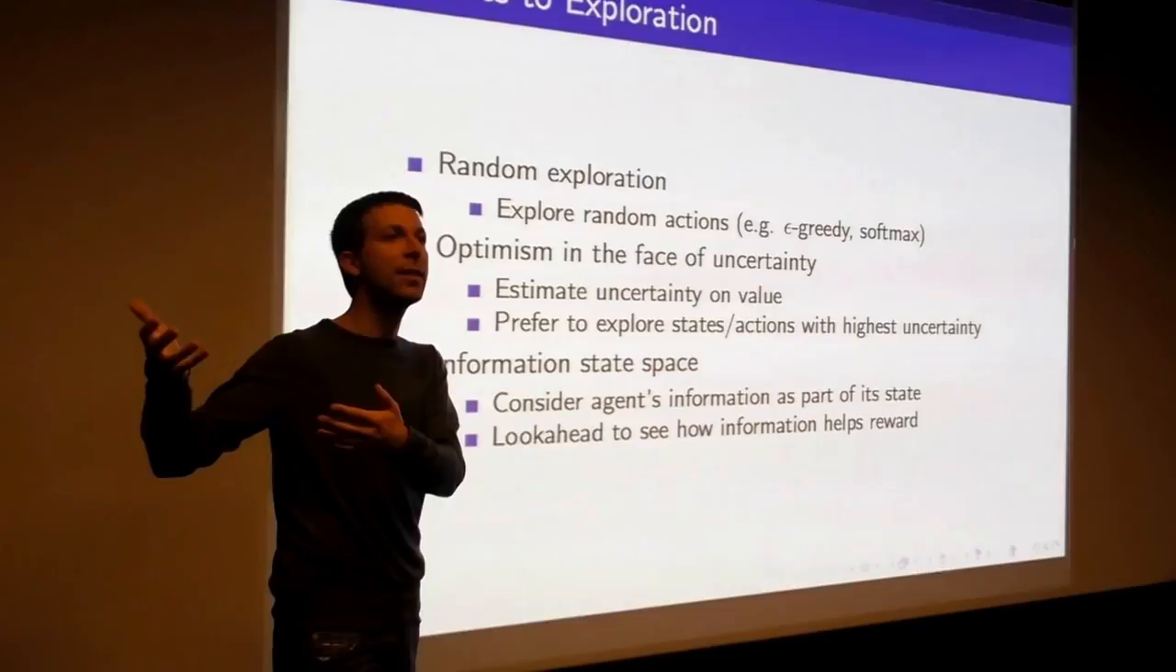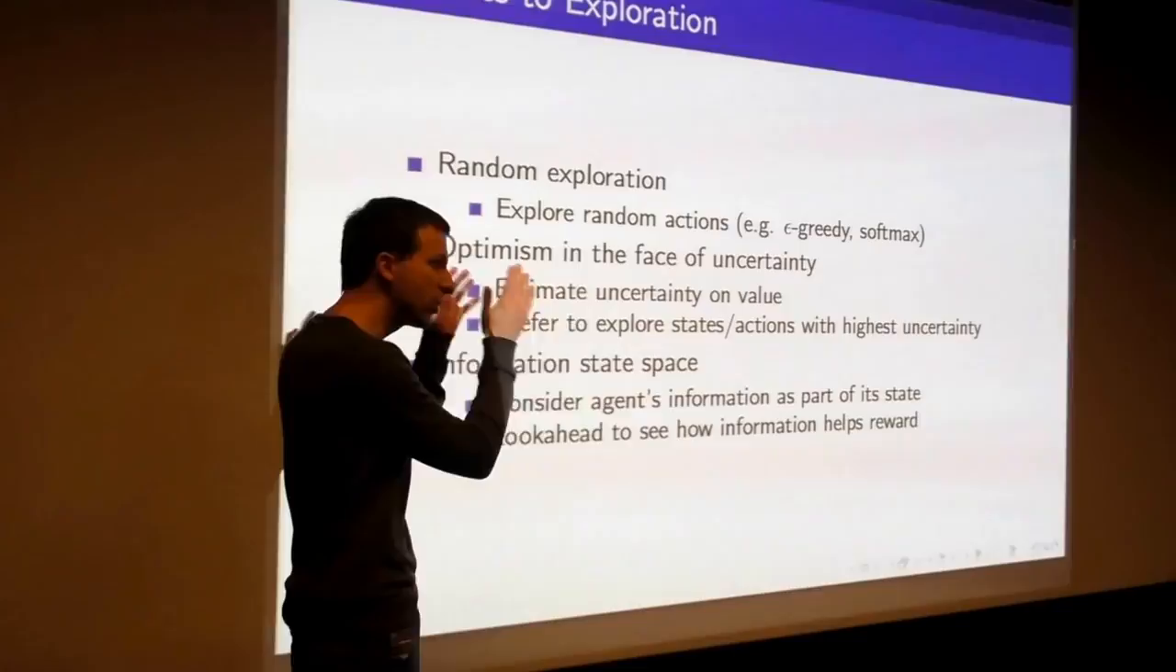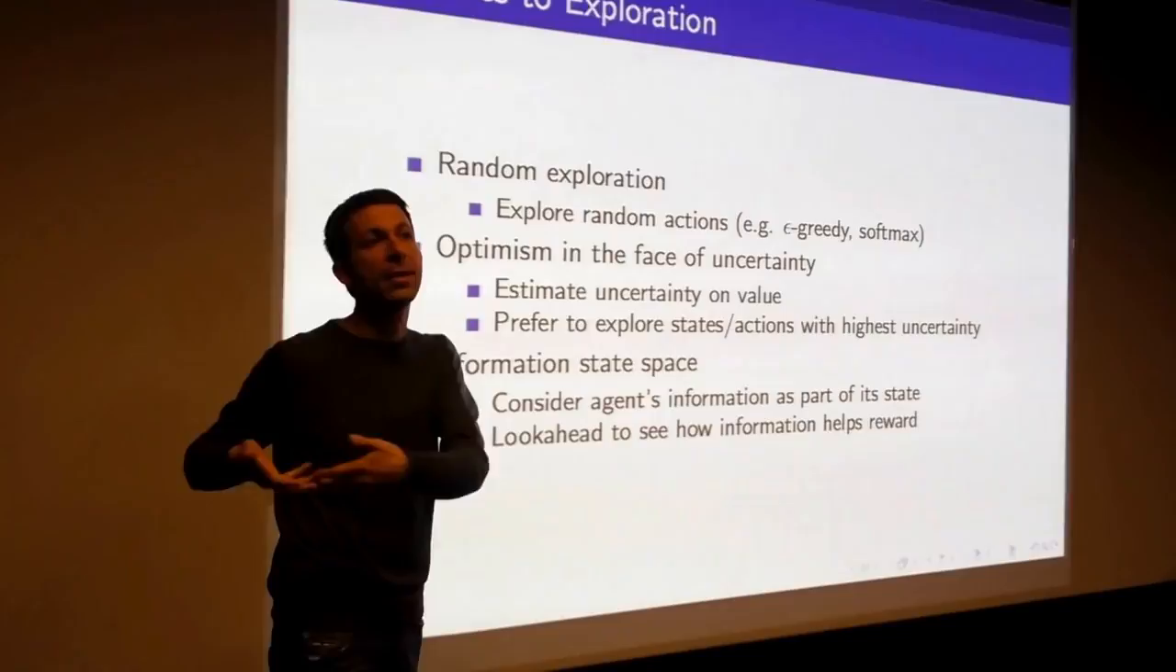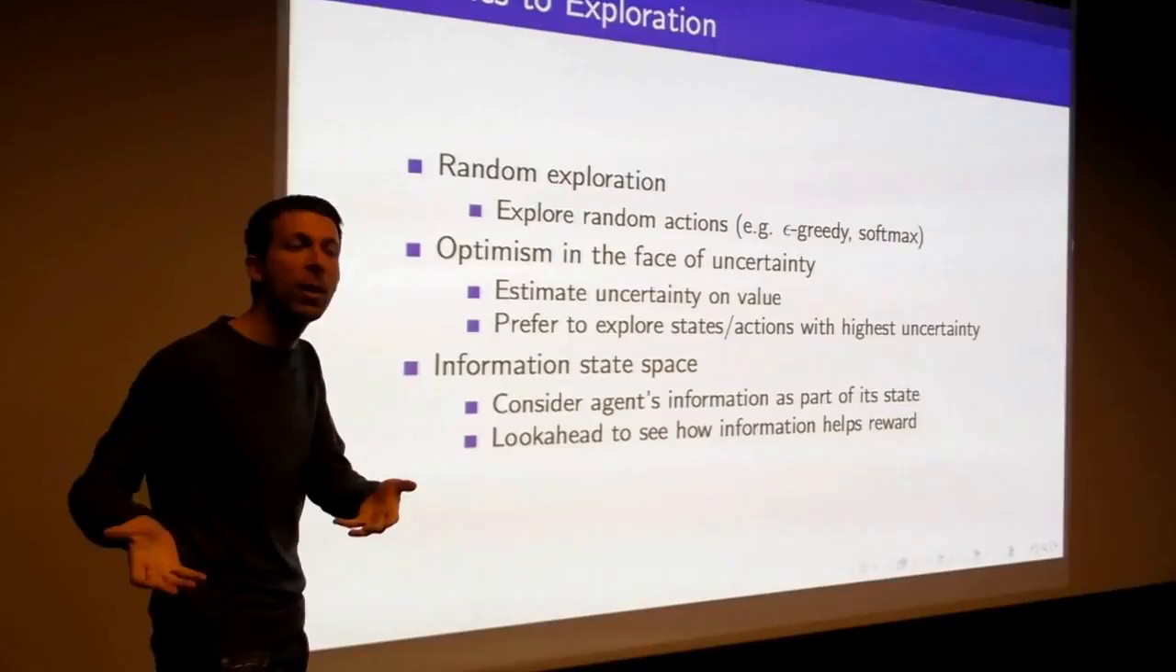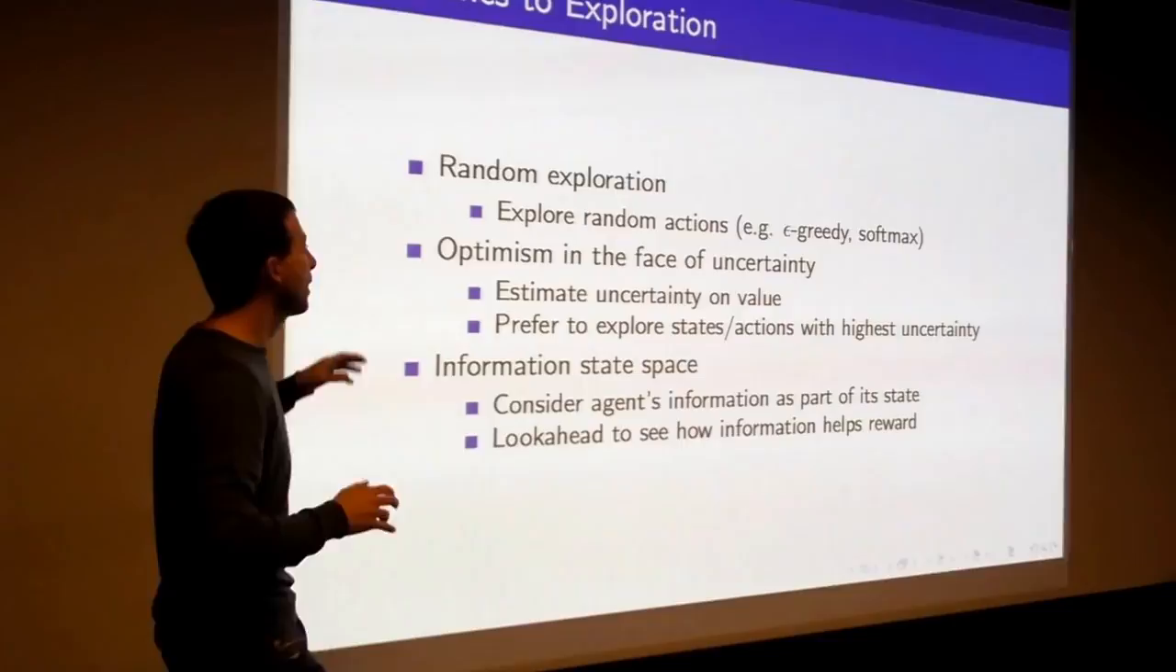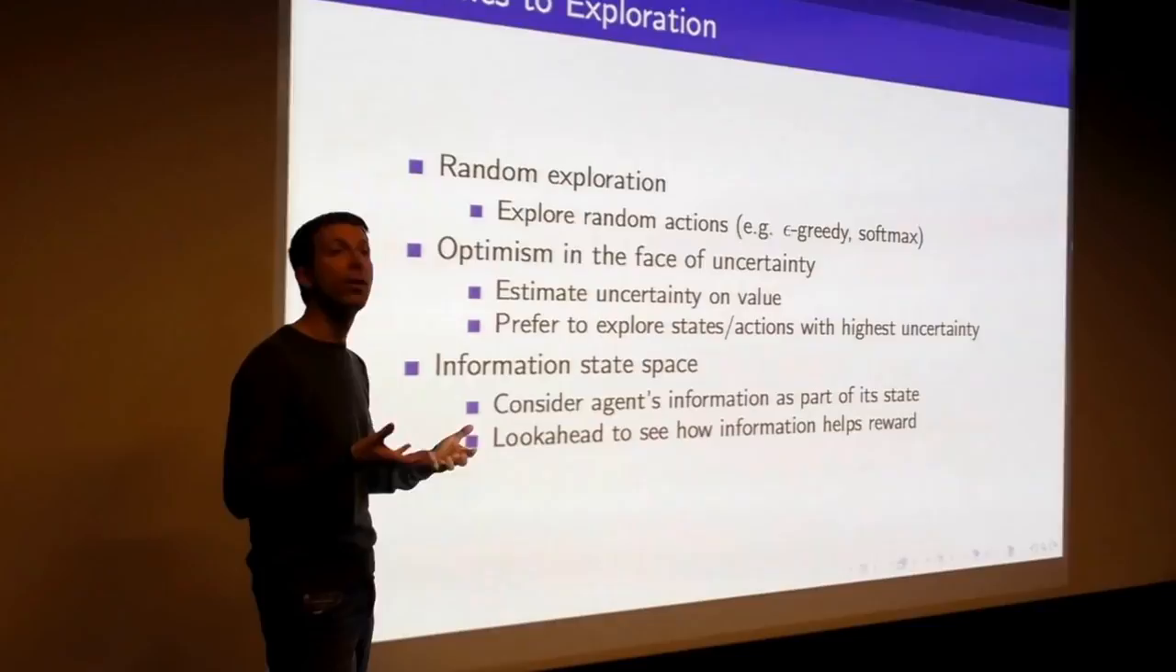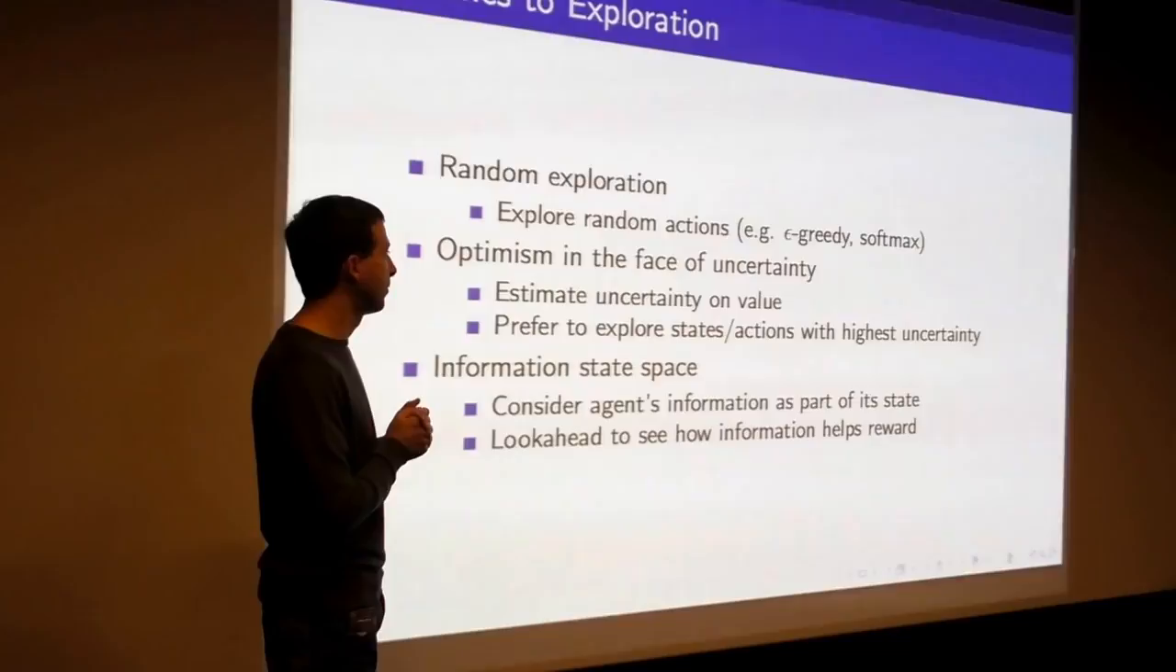If it turns out to be worth more than your safe option that gives you 10, then you should pick the option which has the greater potential, because it might turn out to be better. And then you can pick it again and again and again once you know that it's better. If it turns out to be worse, you've lost a little bit, but you can always go back to your preferred option. That's the idea of optimism in the face of uncertainty. In order to do this, we need some way to measure our uncertainty on values, and we'll look at different ways to do that. There's a variety of different approaches, frequentist, Bayesian, and so forth.